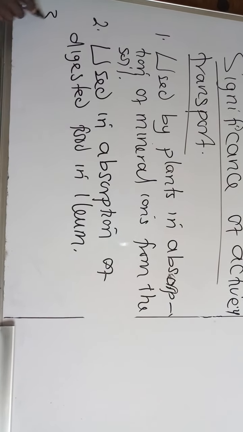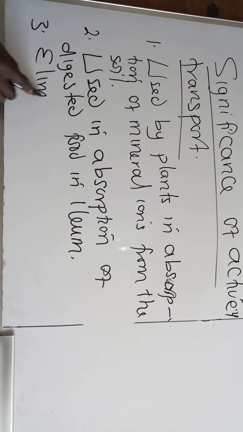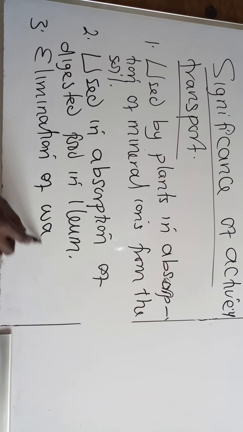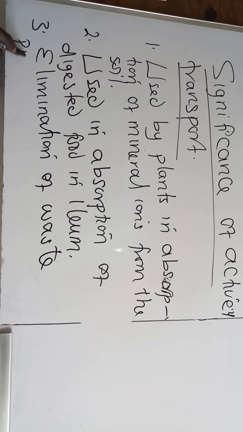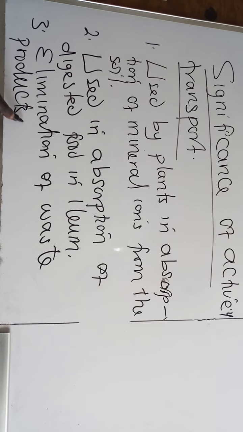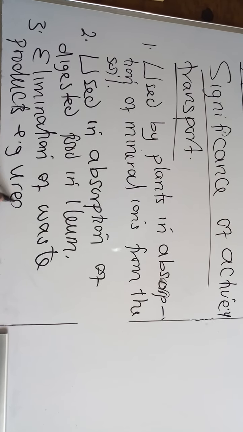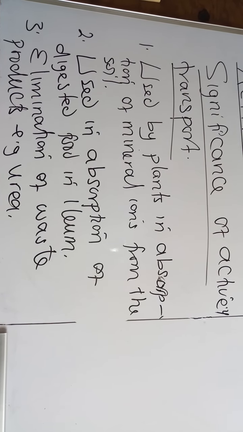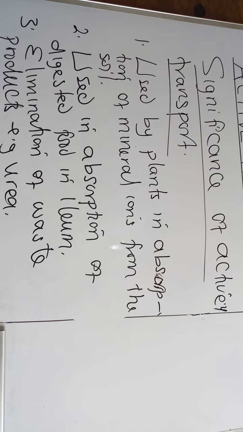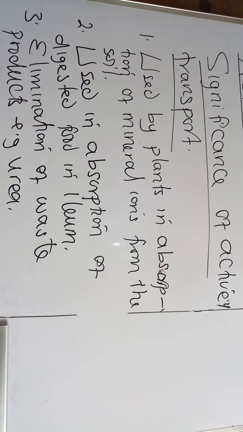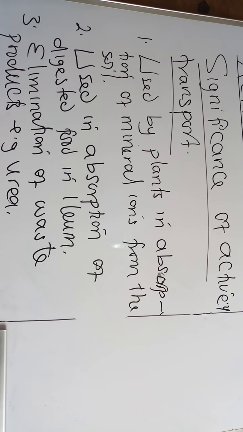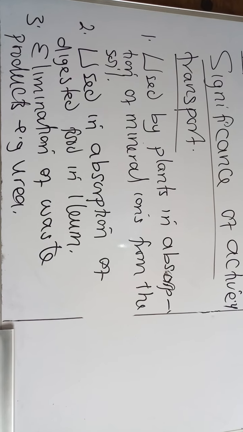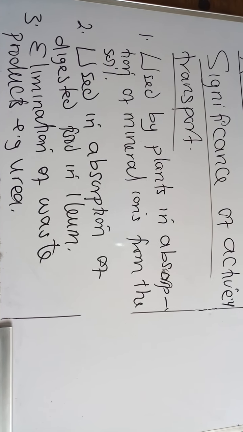Third one, elimination of waste products, e.g., urea. Urea is an example of a waste product that is normally produced in the body after the process of metabolism. Once urea has been produced, it will then be transported to an excretory organ like the kidney or the skin, from where it will be eliminated.